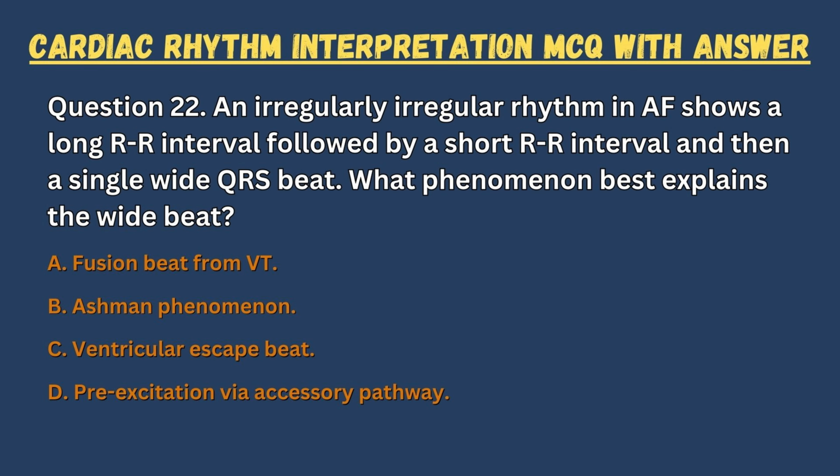Question 22. An irregular rhythm in AF shows a long RR interval followed by a short RR interval, and then a single wide QRS beat. What phenomenon best explains the wide beat? A. Fusion beat from VT. B. Ashman phenomenon. C. Ventricular escape beat. D. Pre-excitation via accessory pathway.